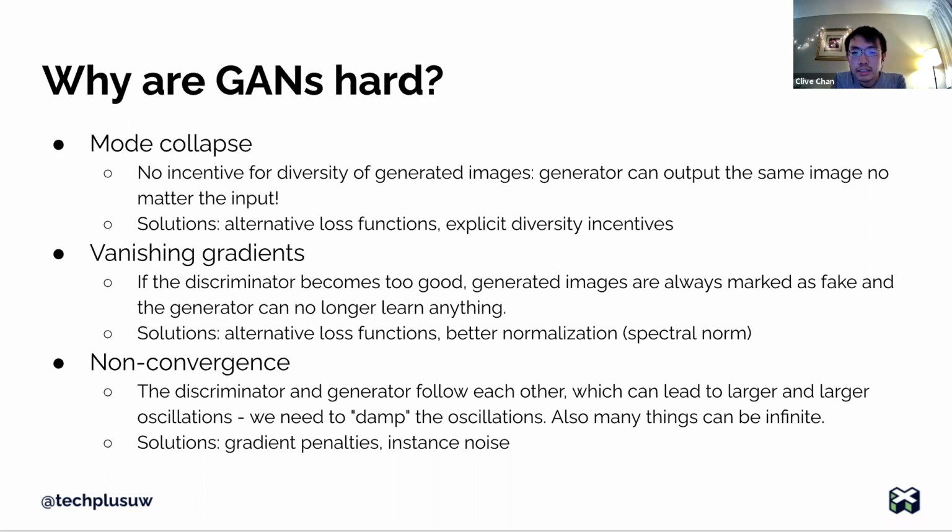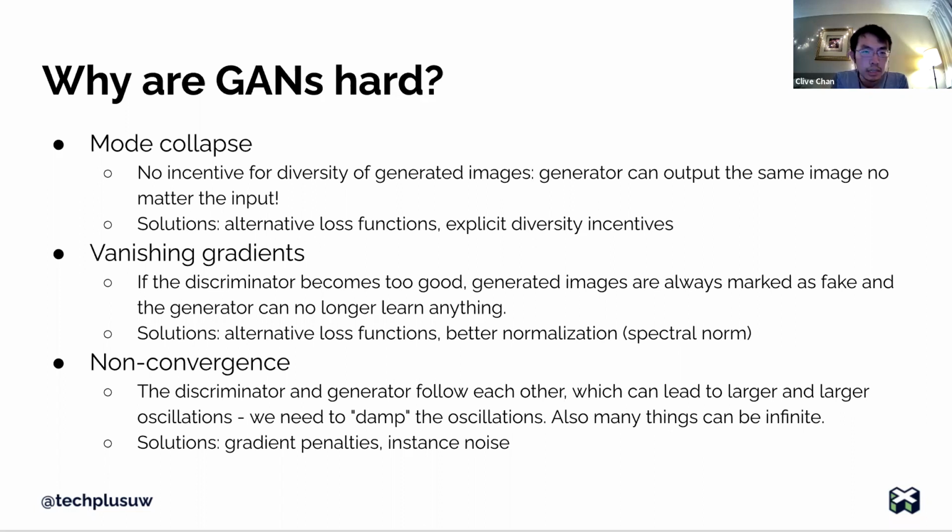Another problem is vanishing gradients. So if the discriminator becomes too good, the generated images are always marked as fake. And so the generator isn't actually able to learn anything because all of its images are marked as fake, and it's not able to get any feedback on how well it's doing. And so you need to make sure that the discriminator doesn't become overwhelmingly good. So you can use alternative loss functions. You can actually step the generator multiple times for each single step of the discriminator, normalization, stuff like that.